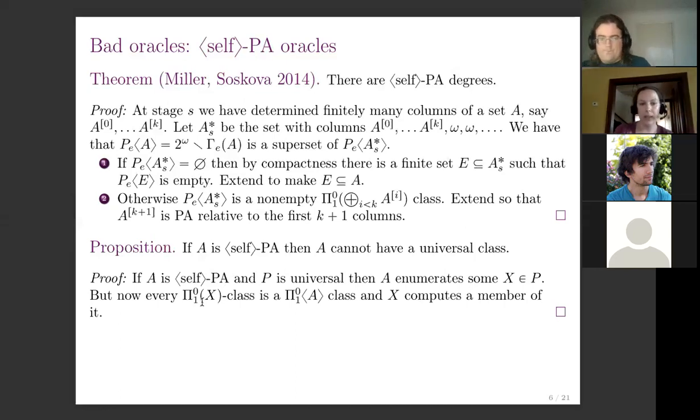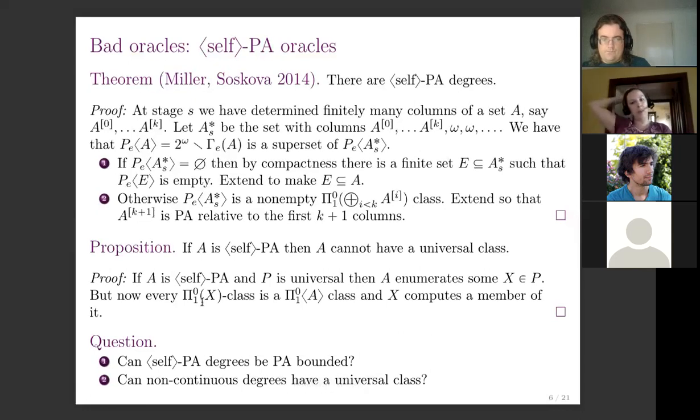Okay. So we have good oracles, we have bad oracles. We don't quite know what happens with the second property. In particular, do self-PA degrees violate all three nice properties? Can they be PA bounded? And we don't know whether this having a universal class applies only to continuous degrees or maybe to a larger class. So we want to see where the boundaries are.